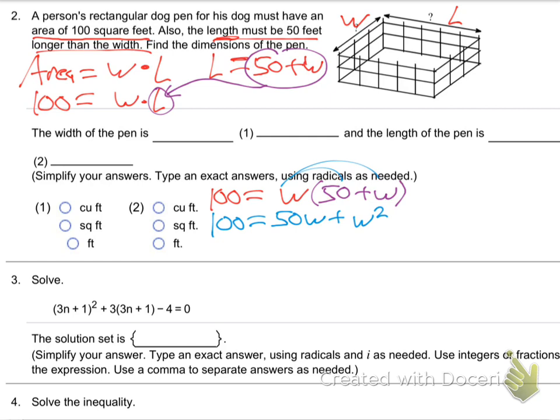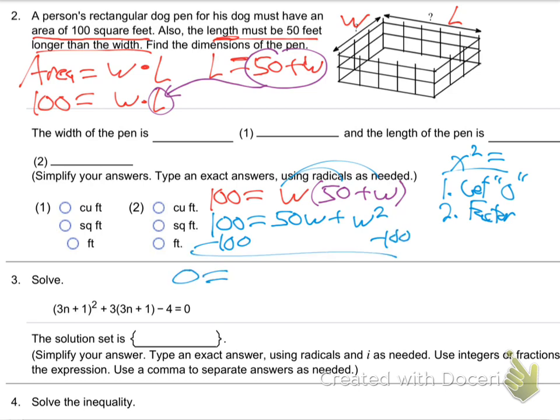Okay, so now I have a W squared equation. How do you handle W squared, or let's just call it X squared, any X squared, with an equal sign? Step 1, get a 0. That's how you solve these things. Get a 0. Step 2, try to factor. So I'm going to subtract 100 from both sides. That gets a 0. I'm going to reorder this, put the W squared in the front, then the 50W, then the minus 100.